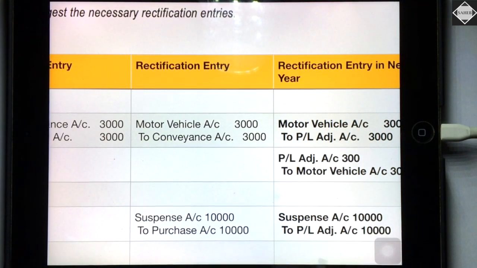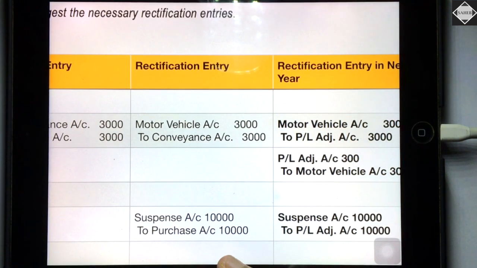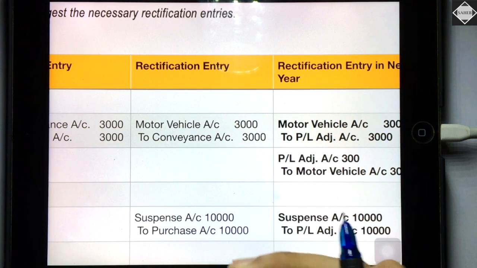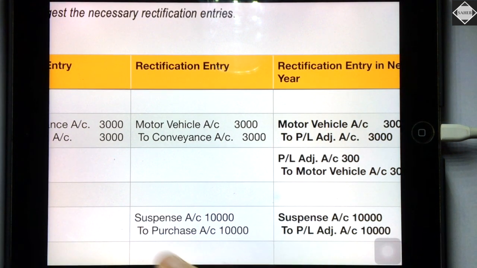Yeah, that's all. That's a casting error now. So just credit the purchase account. And then what will happen? You will have a handicap entry. To complete the handicap, you need a suspense account. So you have to debit the suspense account.